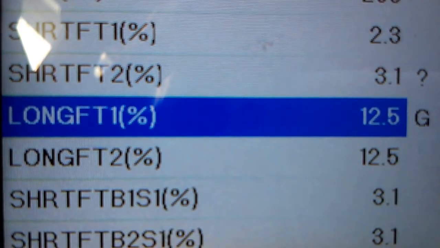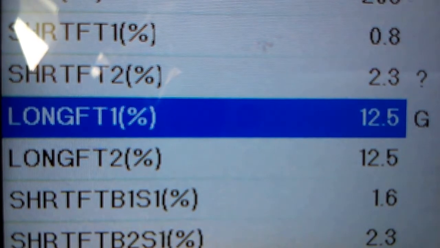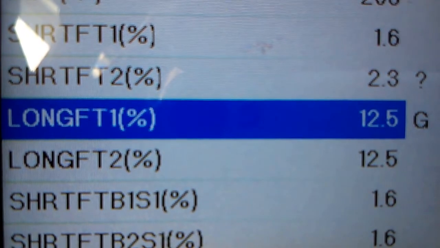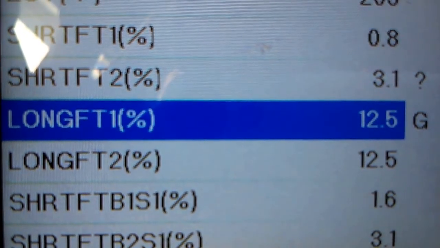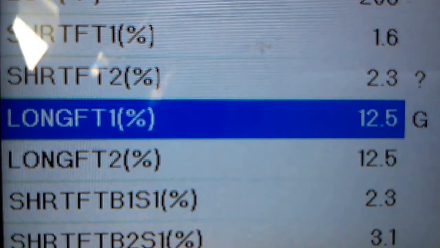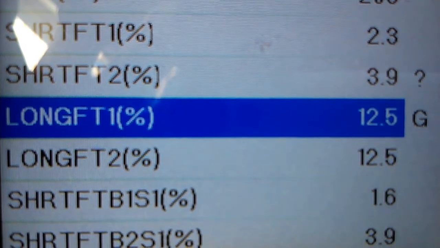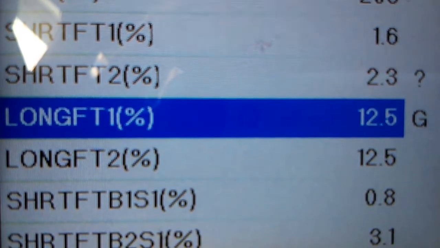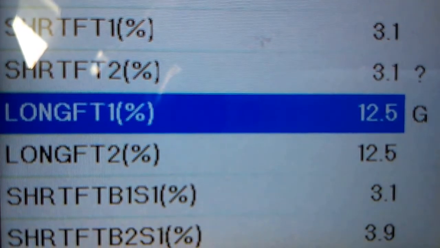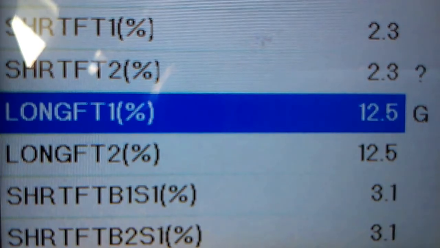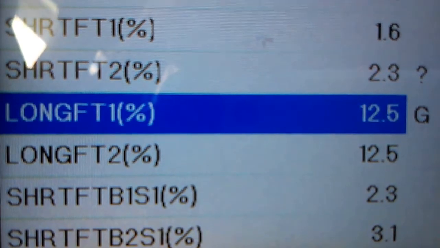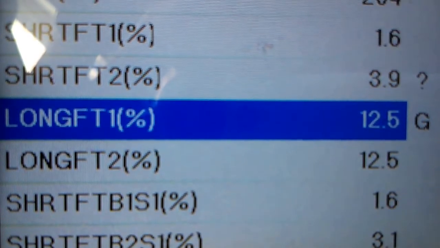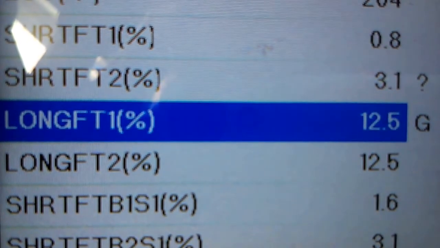As you can see, they're fluctuating. The highest I've seen so far was 3.1, 1.6. So those are looking okay, but as you can see, the long-term fuel trims 1 and 2 are just steady at 12.5. They aren't moving, whereas they usually fluctuate a little bit. These ones are just staying straight at 12.5. That's not a big deal, but the fact that it is 12.5 is the big deal.